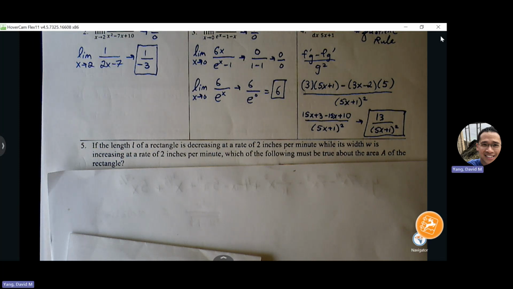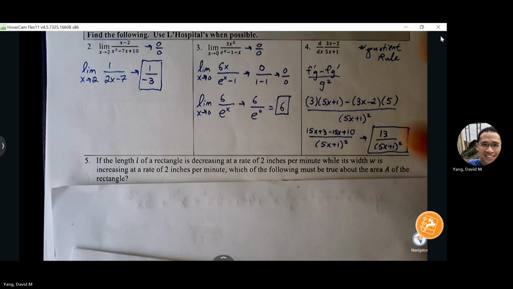Okay, so number 5, let me read this problem here. It says, if the length of a rectangle is decreasing at a rate of 2 inches per minute, while its width is increasing at a rate of 2 inches per minute, which of the following must be true about the area of the rectangle?